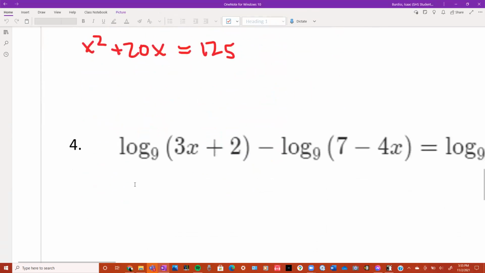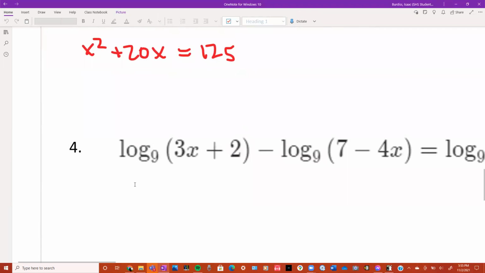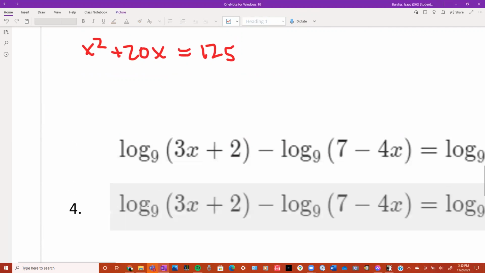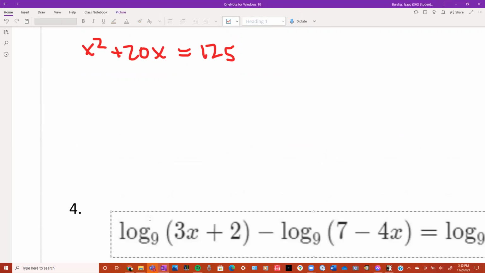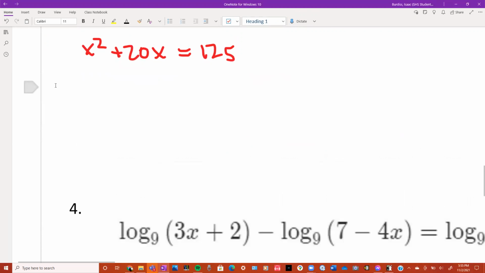Okay. Now let's scroll down a little bit. We're trying to find x, remember? So let's make our 125 on the other side so we can factor.